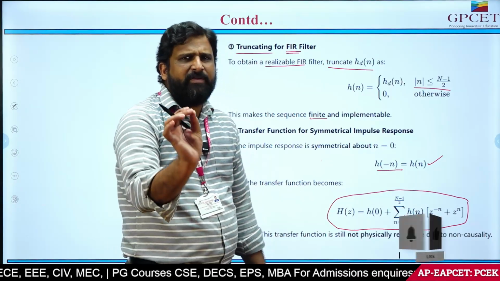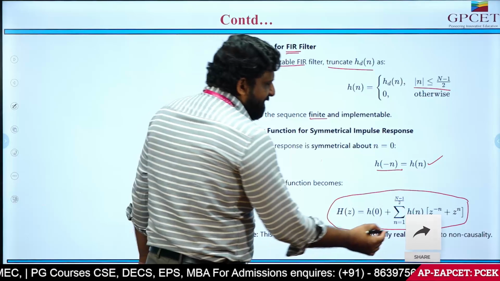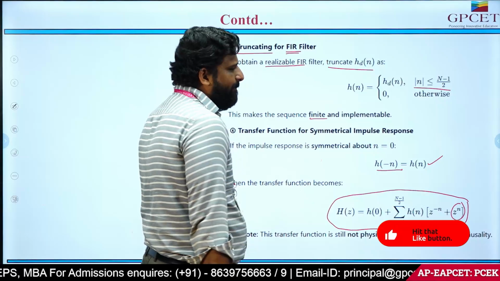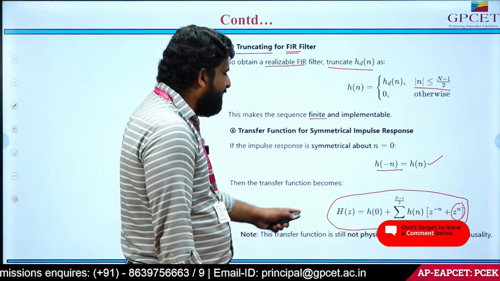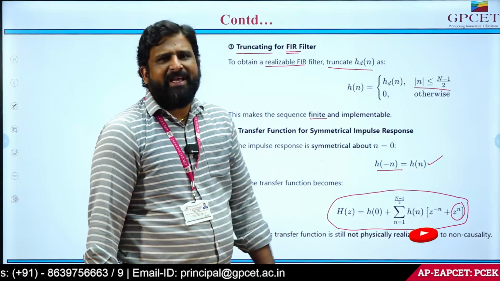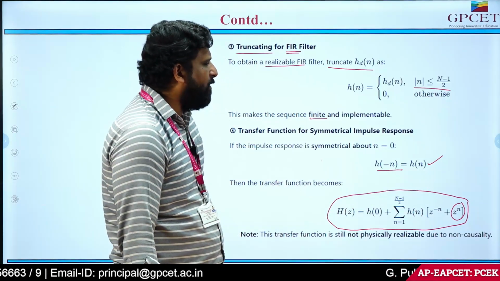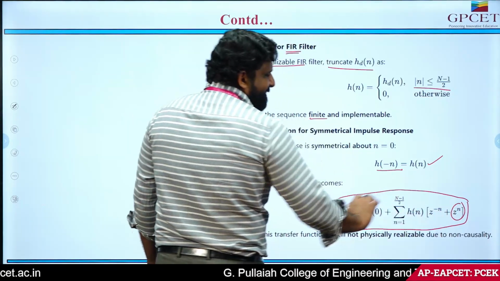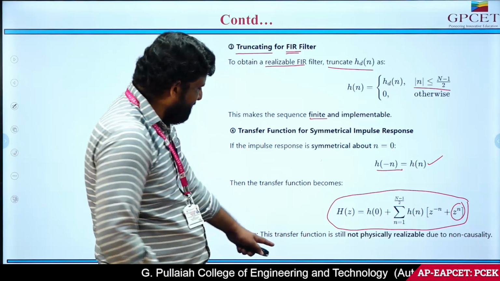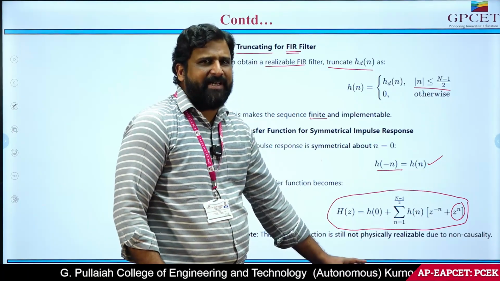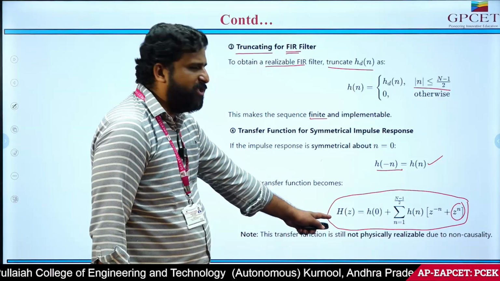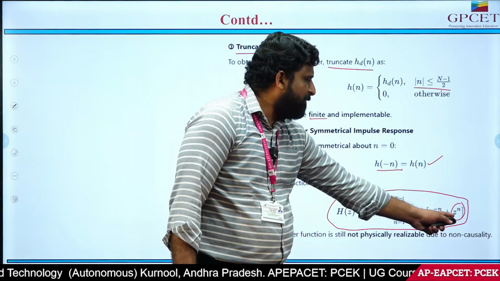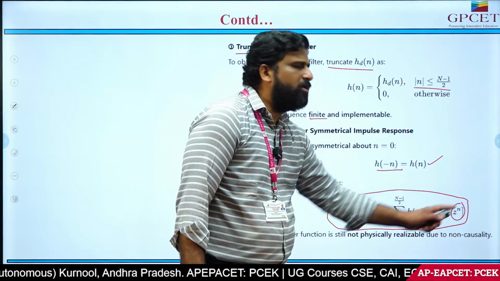But here you can see one problem. What happens? If you look at the bracket terms, you can see the positive z power n. The positive powers show it is not in a causal mode. That means I can call this system non-causal, because of the presence of these positive powers. So this transfer function is still not physically realizable. Though we have converted into h of z, we cannot realize this, because of the presence of positive powers, which make it a non-causal system.